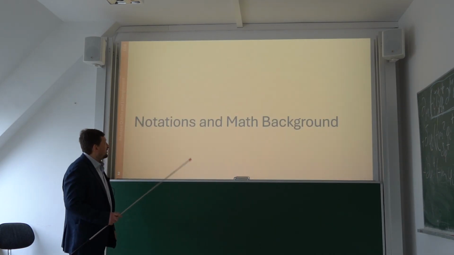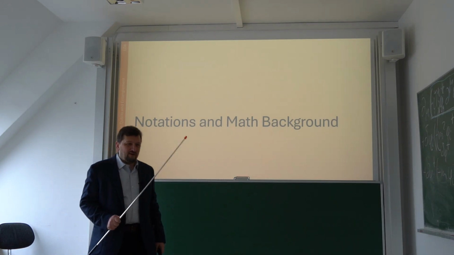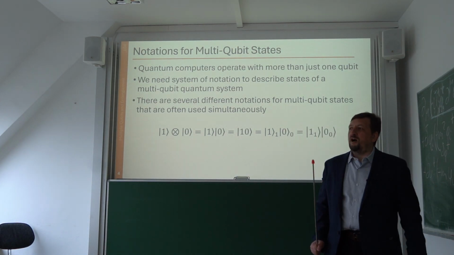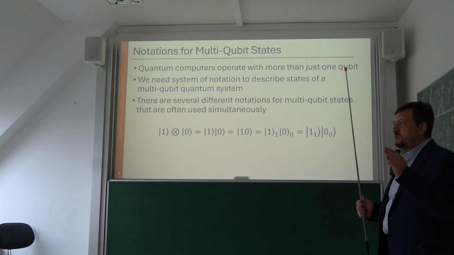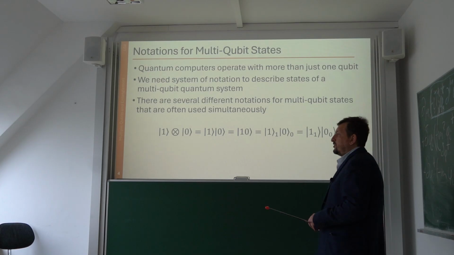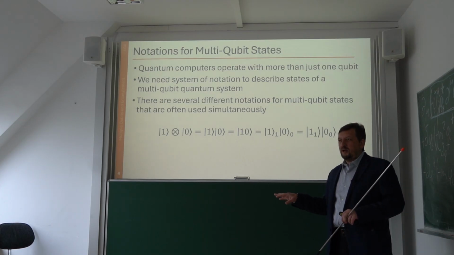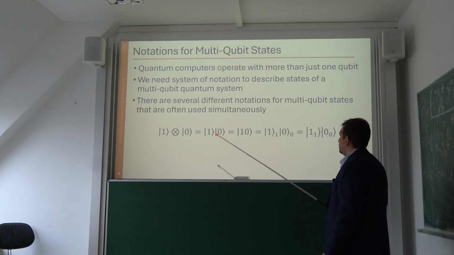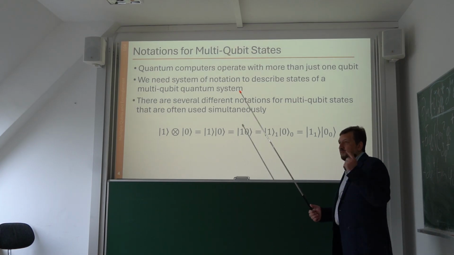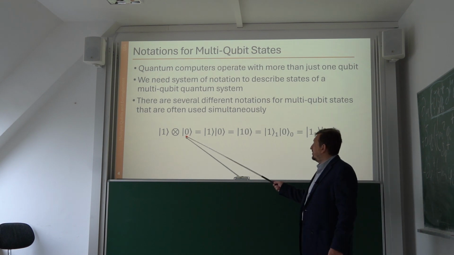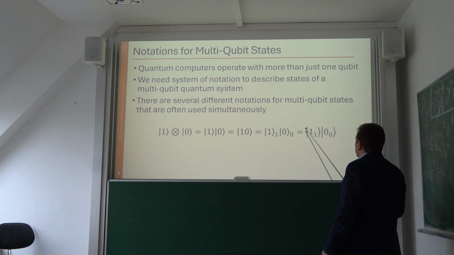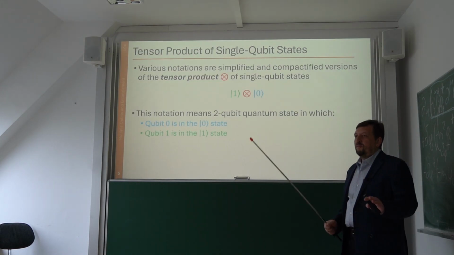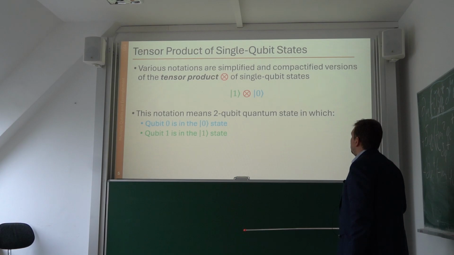Okay, first we start with some notation and math background, because when we are talking about multiple qubits, there are many ways how we can denote the states, gates, and so on. So I will briefly go over that. I suppose a lot of notations are self-explanatory, so here are the different ways how we can write states of 2 qubits, 0 and 1.